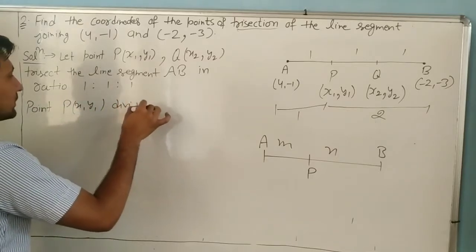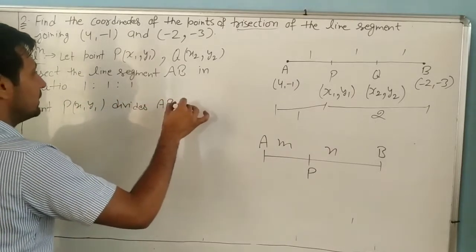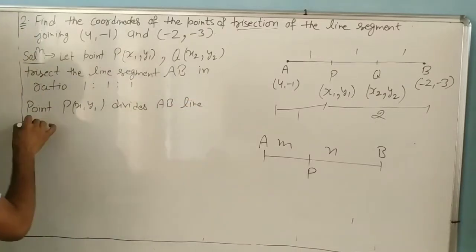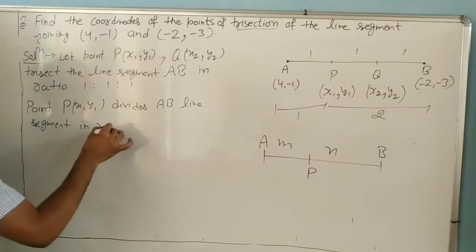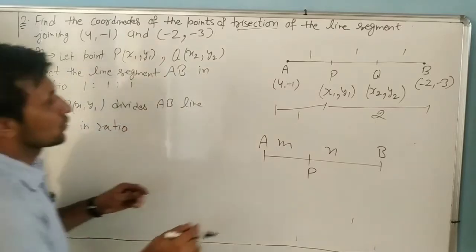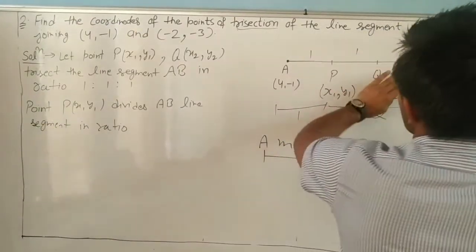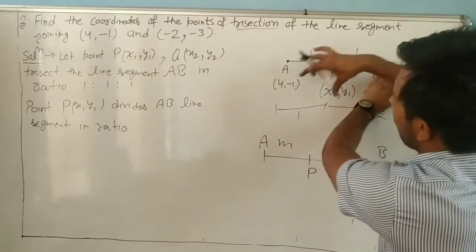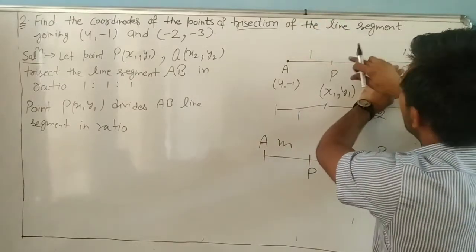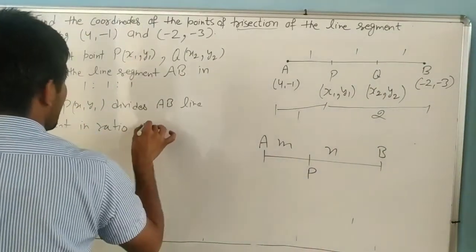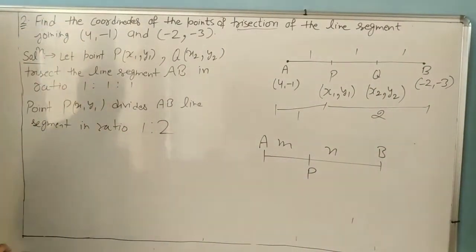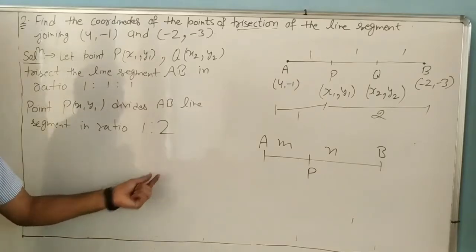Divides the AB line segment in what ratio? Only P. Forget Q, suppose Q is not there. From A to P is how much? 1. And P to B is 1 plus 1, 2. So in the ratio 1:2. Now can you find it? Understand or not?